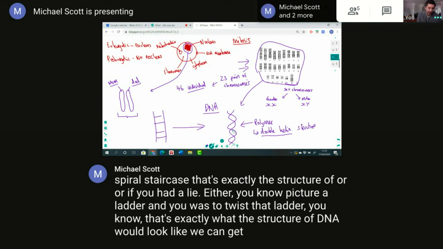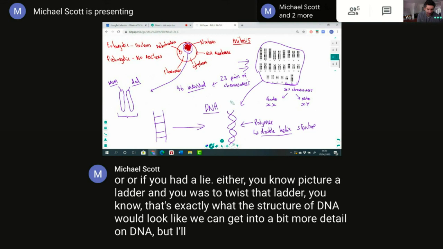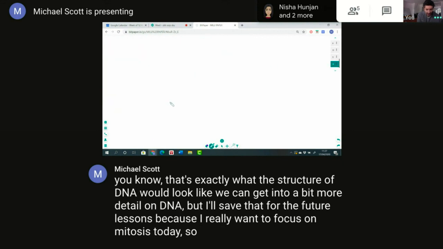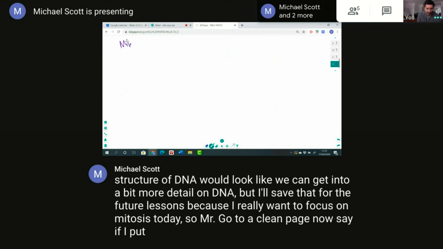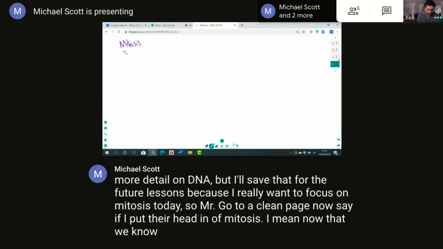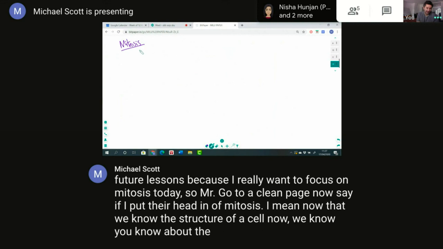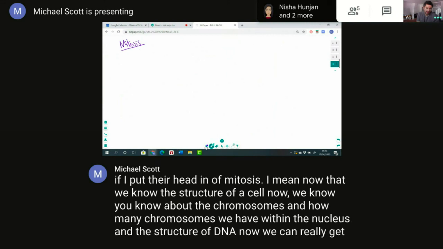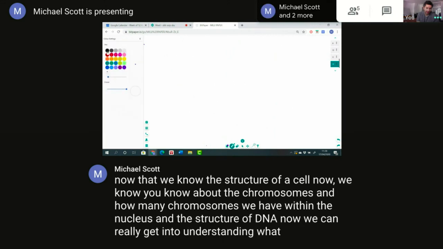We can get into a bit more detail on DNA, but I'll save that for future lessons because I really want to focus on mitosis today. So let's go to a clean page now. If I put the heading of mitosis, now that we know the structure of a cell, about the chromosomes and how many chromosomes we have within the nucleus, and the structure of DNA, now we can really get into understanding what mitosis is all about.